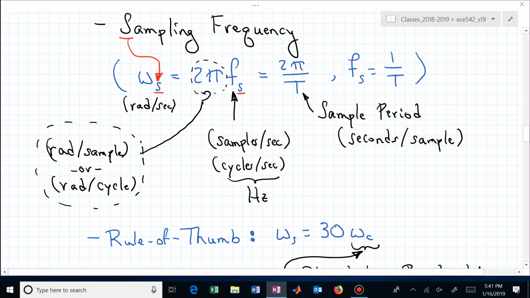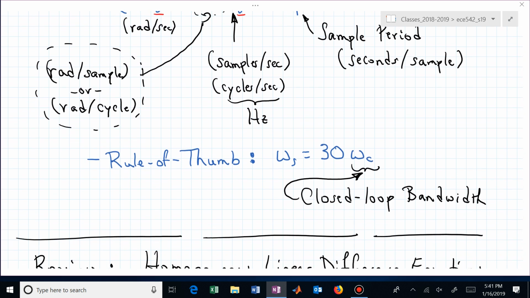And you can hopefully see that once we have omega, we can find f or we can find t. And how we find omega is based on what our system dynamics will be in the closed loop setting.